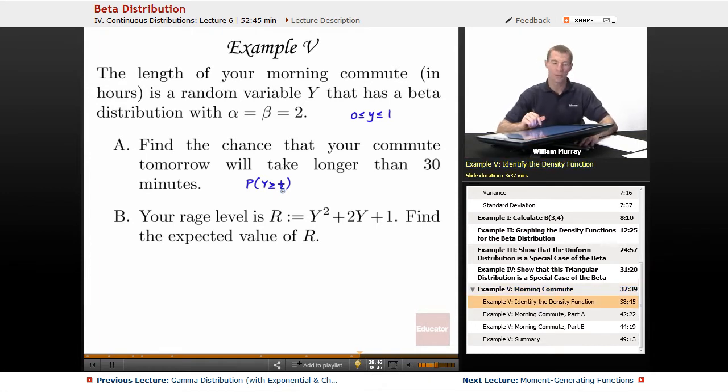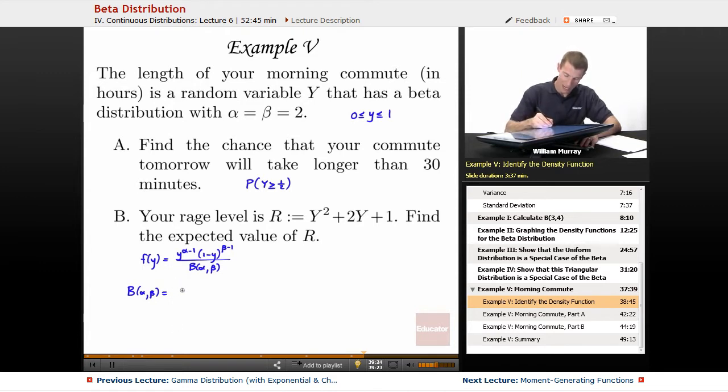The first thing I'm going to do is try to identify the density function for this distribution. So we've got f of y. The generic density function for the beta distribution is y to the alpha minus 1, 1 minus y to the beta minus 1, divided by B of alpha beta. Let me go ahead and find the value of that constant, B of alpha beta. I think the easiest way to calculate these, if you have whole numbers, is to convert it into gammas.